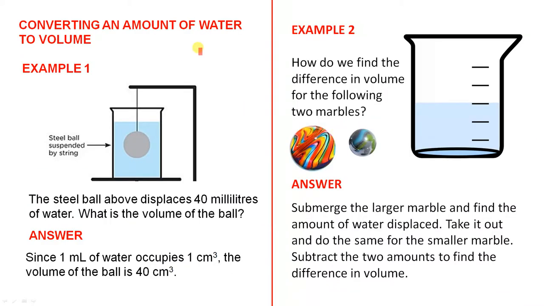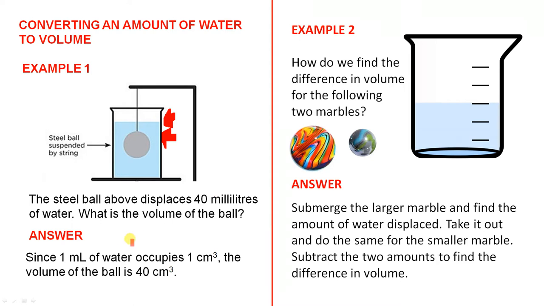Converting an amount of water to volume. Example 1. The steel ball above displaces 40 millilitres of water. What is the volume of the ball? So just pretend that this container here has markings on it, and let's say the original level was there, and then it rises to there, and when you look at the markings, you will see that the water rises by 40 millilitres. So how do we use that to find the volume?